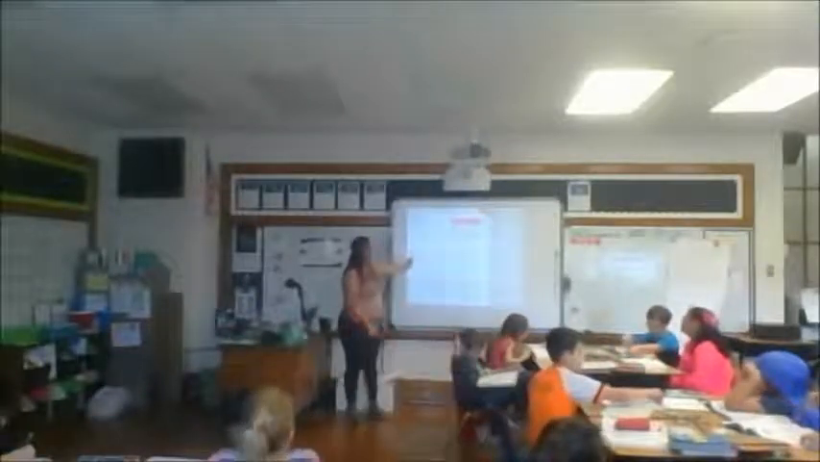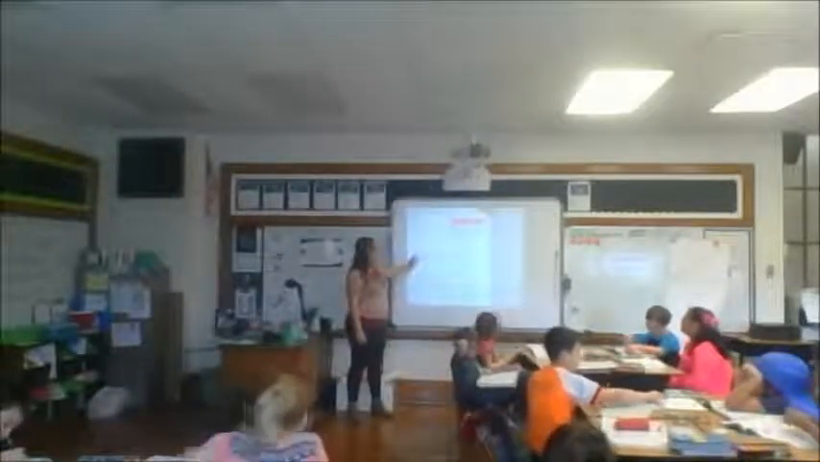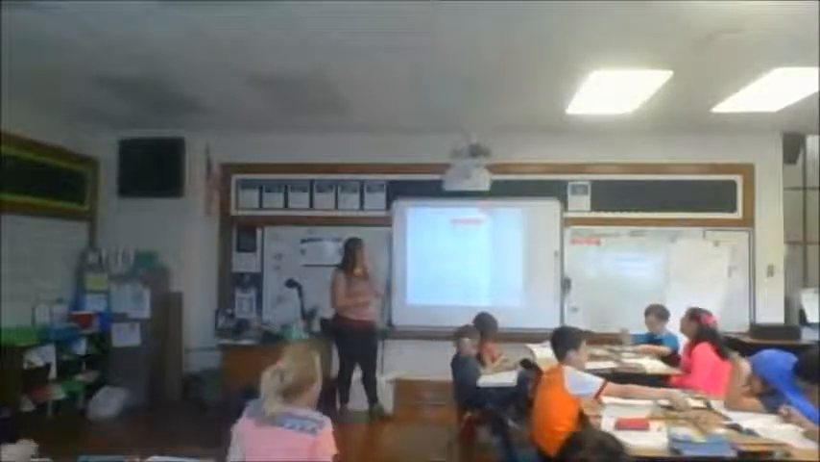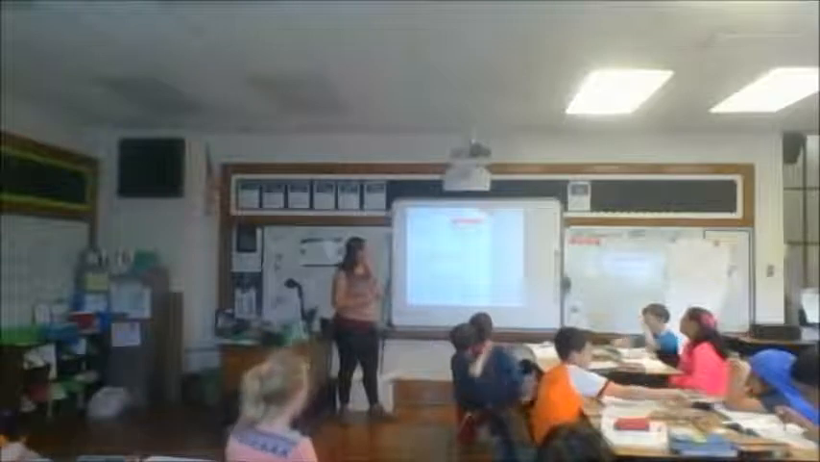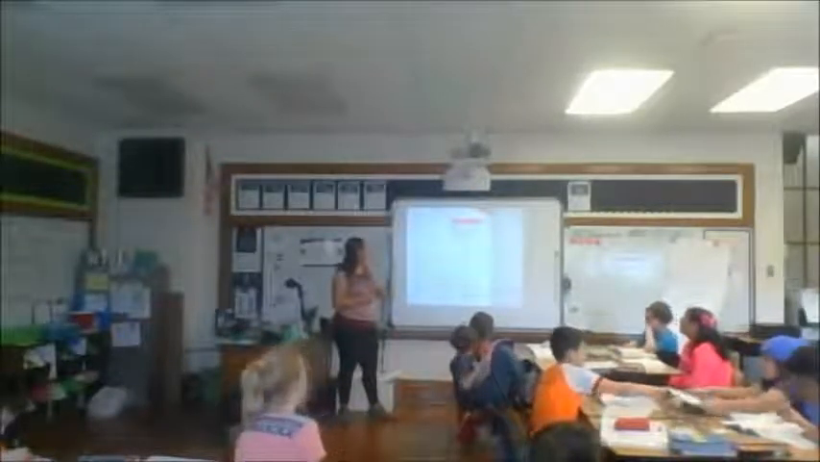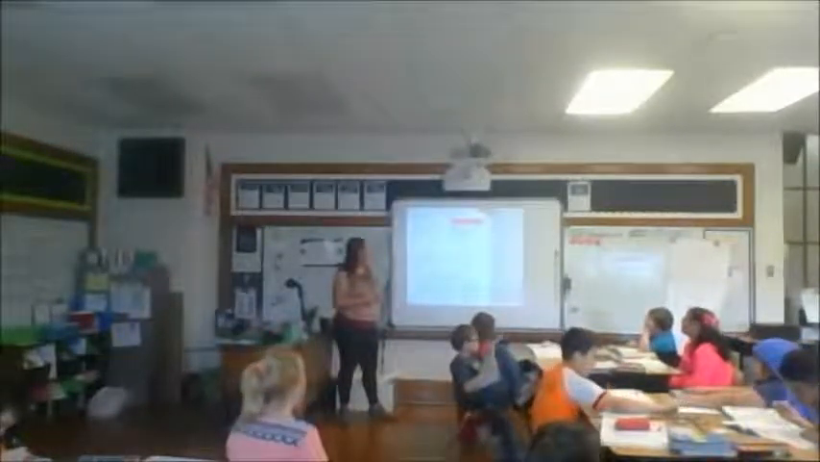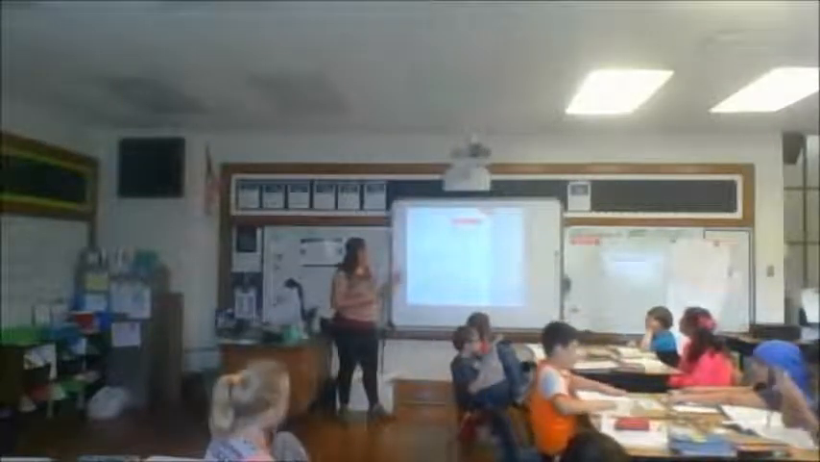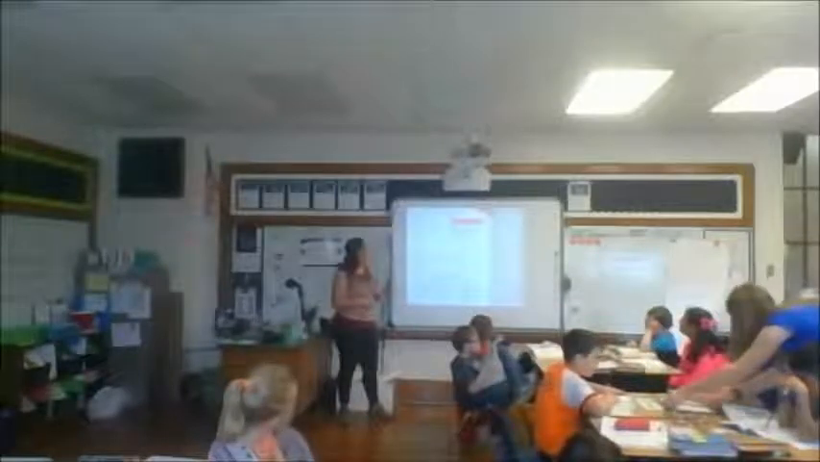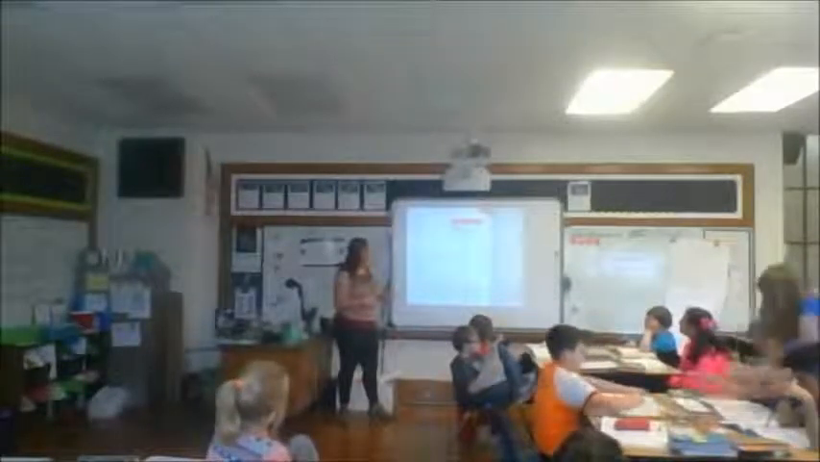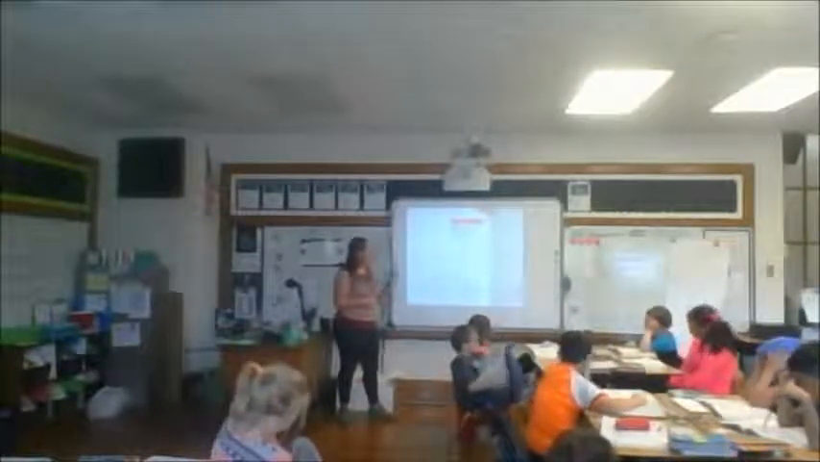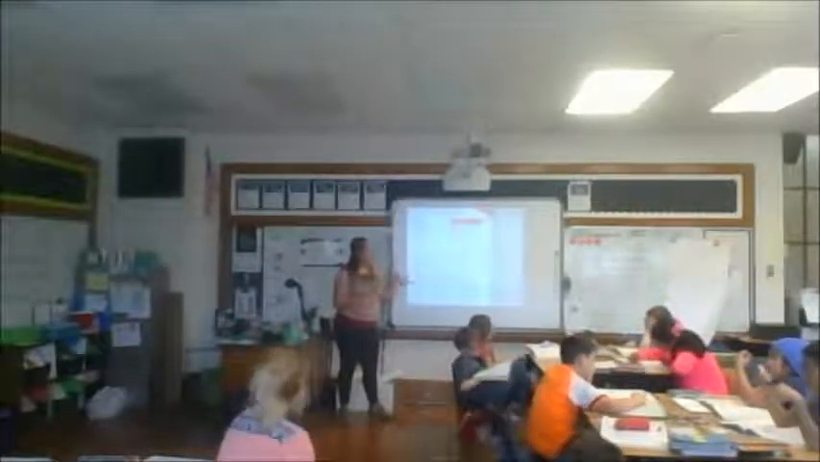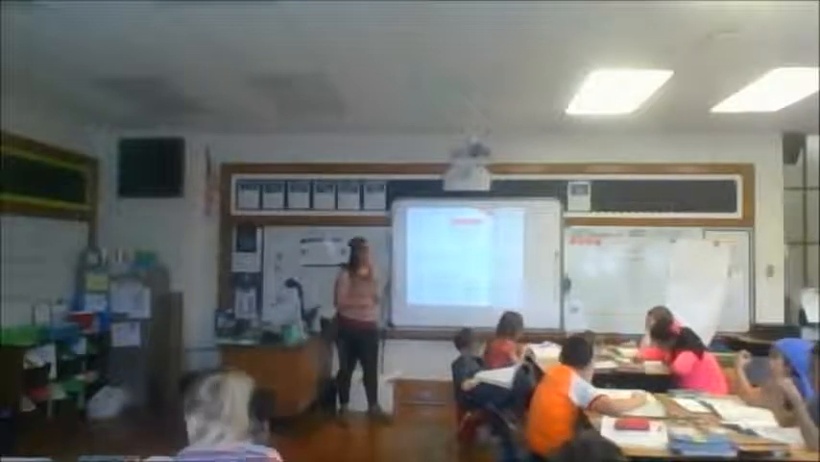It says use reasoning, and then it says for her class party, Becky baked 2 cakes that were the same size. After the party, she had 3/4 of the carrot cake and 3/6 of the apple cake left over. Was more carrot cake or more apple cake left over? Read it again on your own. Underline the question. Circle the important information.